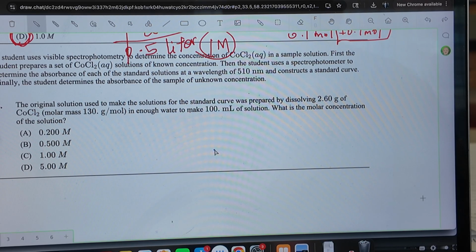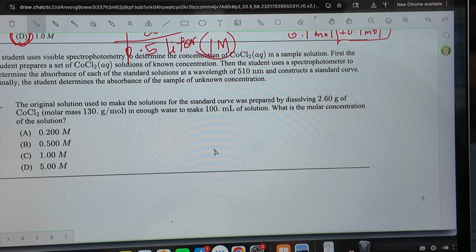Okay, the original solution used to make the solutions for the standard curve was prepared by dissolving 2.6 grams of COCl2, molar mass of 130 grams per mole, in enough water to make 100 milliliters of a solution. What is the molar concentration of the solution? Okay, so they're looking for the molarity.